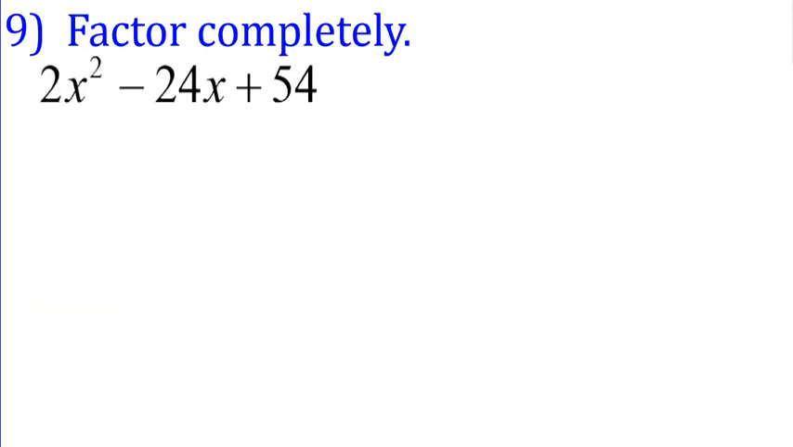Here's our last polynomial, 2x squared minus 24x plus 54. Whenever we're factoring, we always ask ourselves, does it have a greatest common factor? We can see that each is divisible by 2.